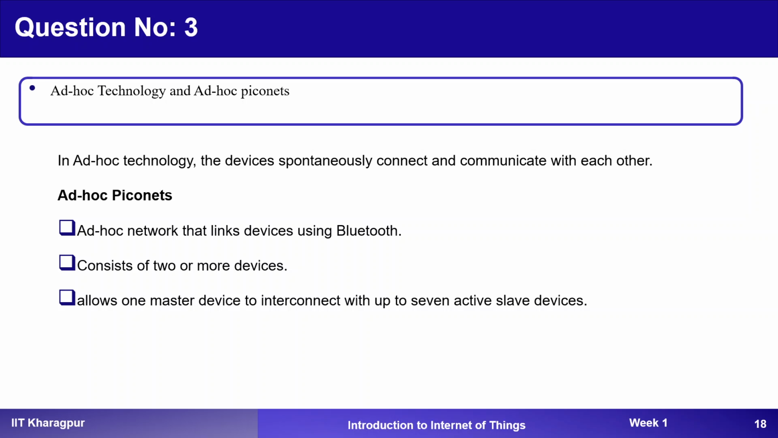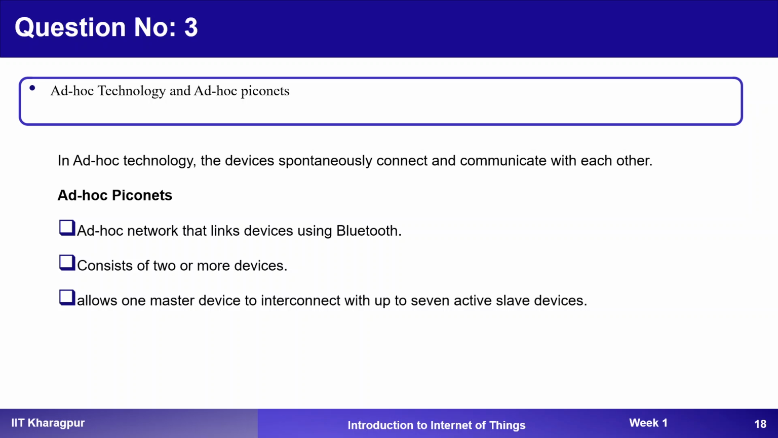So in case of ad hoc technology, the devices spontaneously connect and communicate with each other without the interruption of human beings. In case of Bluetooth also, if the connection or pairing has been established, then your devices automatically connect to each other. You don't need to specify anything or do anything. Initially you have to make some changes, and after that the connection gets established. So your Bluetooth technology is based on ad hoc technology.